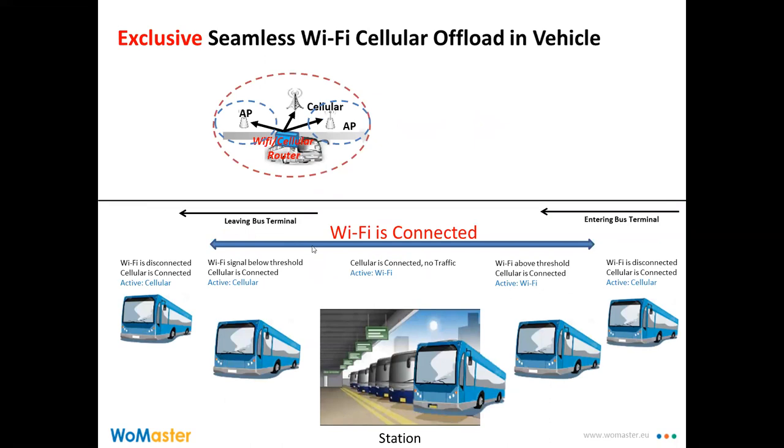And this is the third important patent in wireless redundancy. This patent provides a seamless Wi-Fi cellular handover. When we detect the Wi-Fi signal is low, we will automatically offload to the cellular connection in the vehicle. Also, if we detect the cellular signal is too low and the Wi-Fi signal is stronger than cellular, we also offload to the Wi-Fi. So this is also the seamless Wi-Fi cellular offload patent.